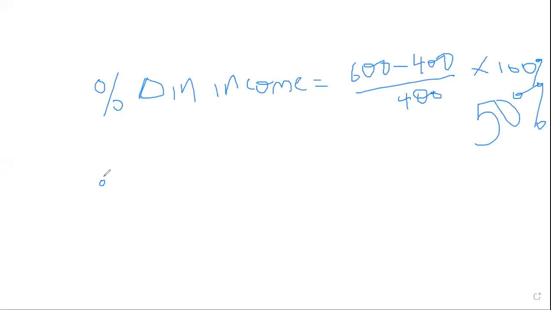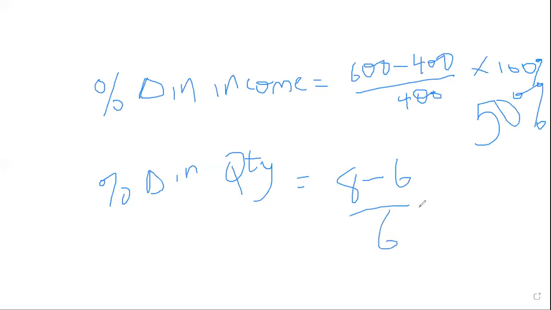And then you do the percentage change in quantity. Initially quantity was 6 and then it went to 8. So it's going to be 8 minus 6 over 6, and then you multiply everything by 100. So this will be 2 over 6. 2 over 6 is 33.33, right? So that gives you 33.33%.